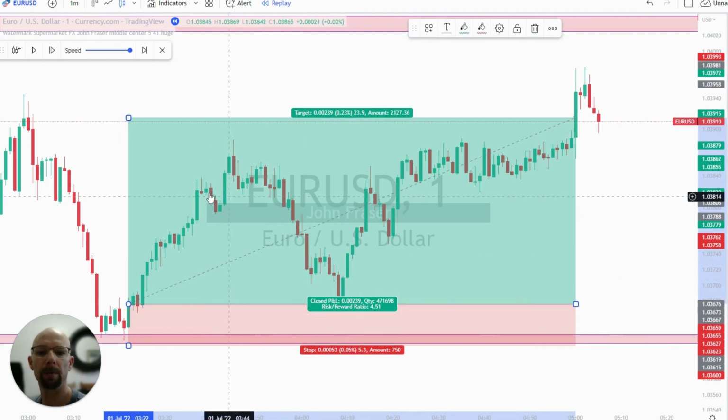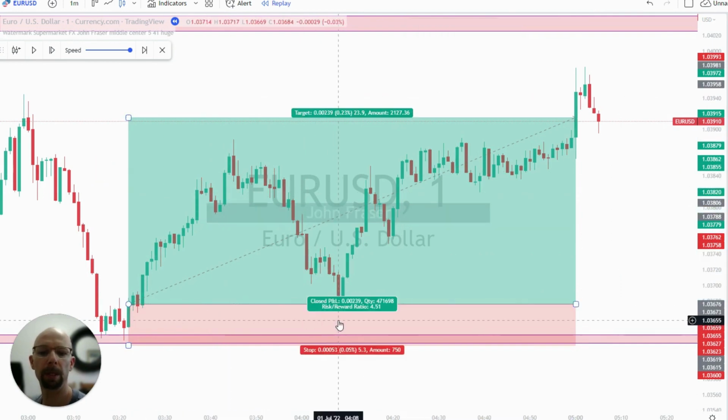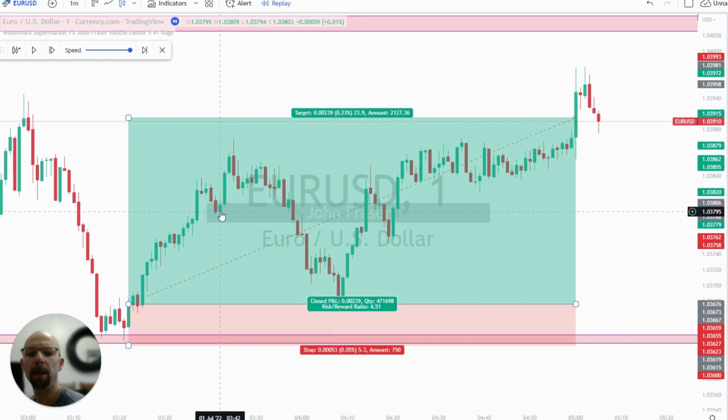I didn't catch this here. So what you can see is it did come back. So you would have been stopped out if you moved your stop loss to break even, but you would have taken 2 partials off of this, so you still would have been ahead when it came back.